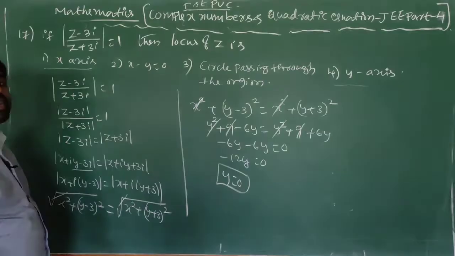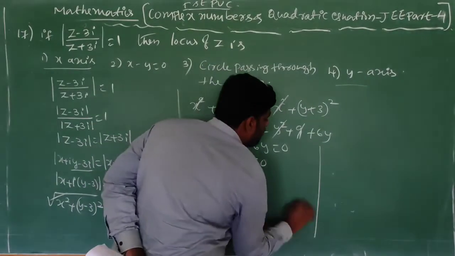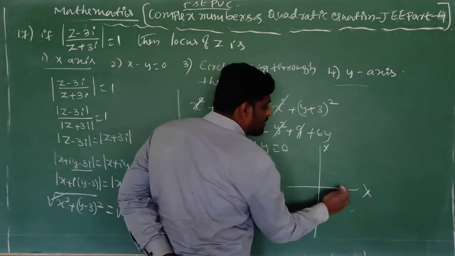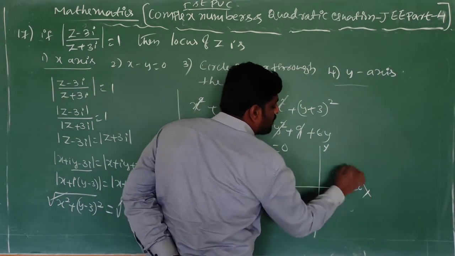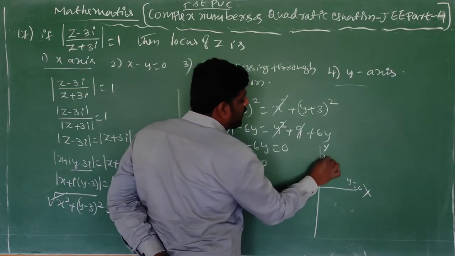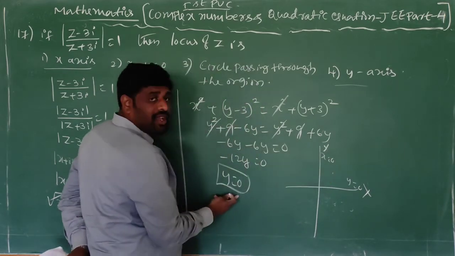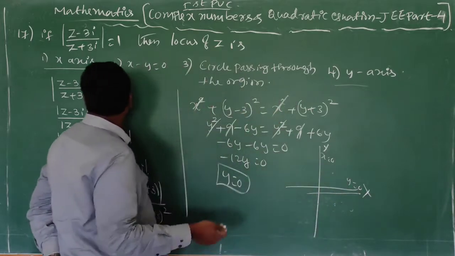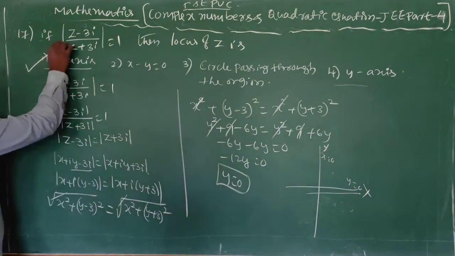About x-axis or y-axis? See children, this is x-axis, this is y-axis. And on the x-axis, y is 0. And on the y-axis, x is 0. So we are getting y is equal to 0. So the locus is present on what? X-axis. Which option? First option.